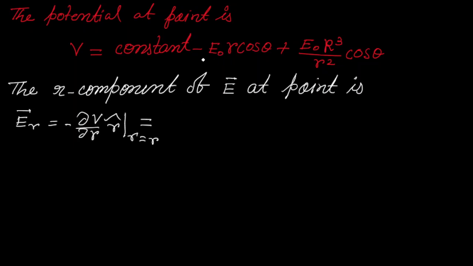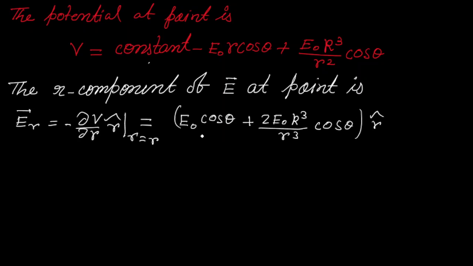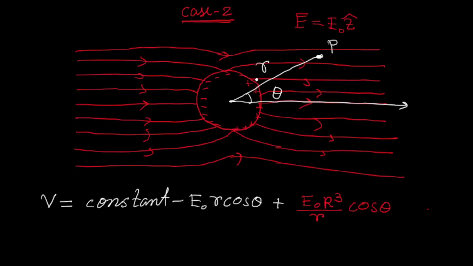So that will be the r component of electric field at point P. When you take the partial differentiation of this potential with respect to r with the negative sign, what will we get? This term will give you 0. From this term we'll get E naught cos theta, and then from this term we'll get plus 2 E naught capital R cube divided by small r cube into cos theta. So this will be the r component of electric field at r equals small r, that is point P. Now if we replace this small r, keeping theta fixed, by the capital R, then this point P will shift onto the surface of the conducting sphere.